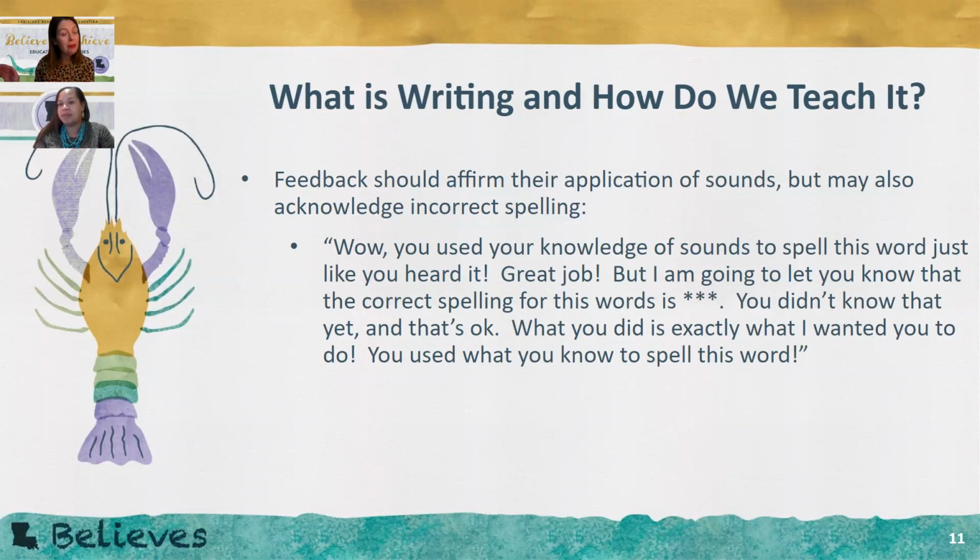So it's acknowledging that maybe they haven't learned all of the aspects of the code that they need to spell it correctly, but they did exactly what you needed them to do. They applied their knowledge of the code to spell the word as they heard it. So that's a perfectly acceptable thing for them to do. And it's really kind of wonderful to watch that kind of progression.